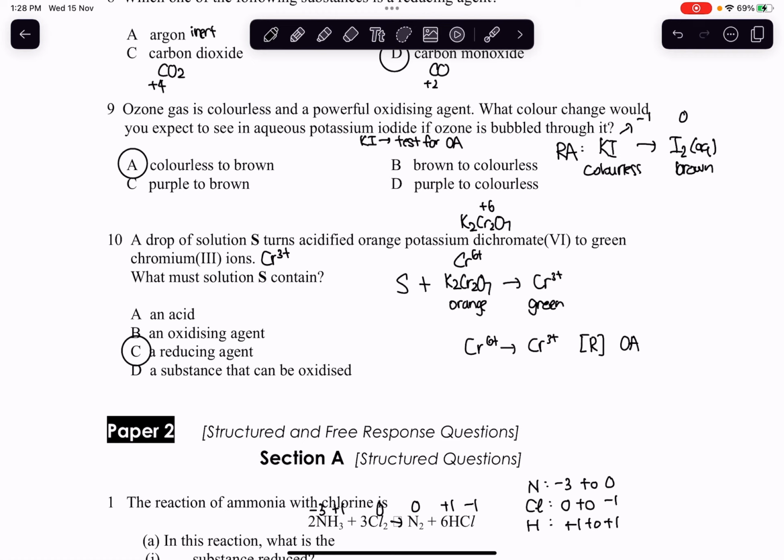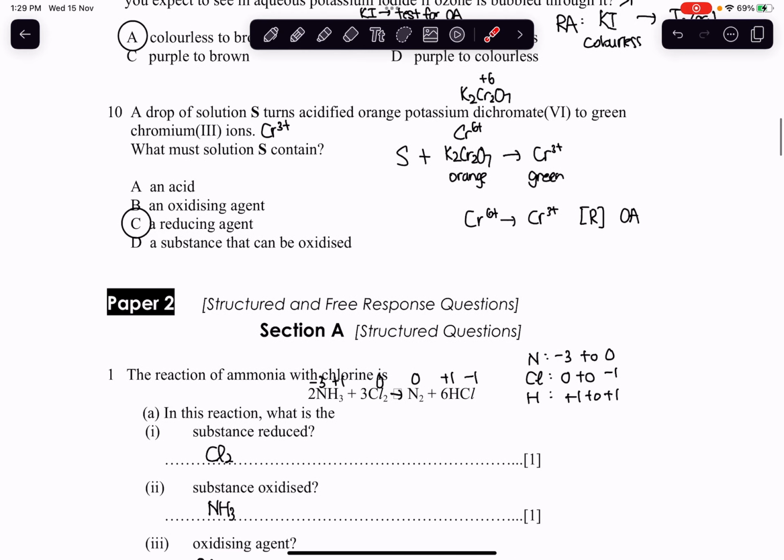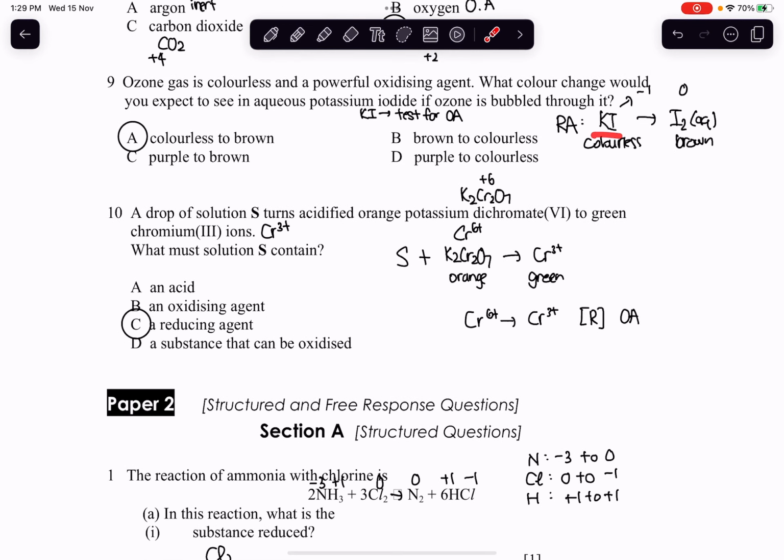Therefore, it's used to test for OA. Since ozone is an OA, this test will be positive. So the color change you observe will be colorless to brown, because KI is used to test for OA and there will be a positive test. So if you use KI to test for RA instead, there will be no observable change. That means the KI will just stay colorless.